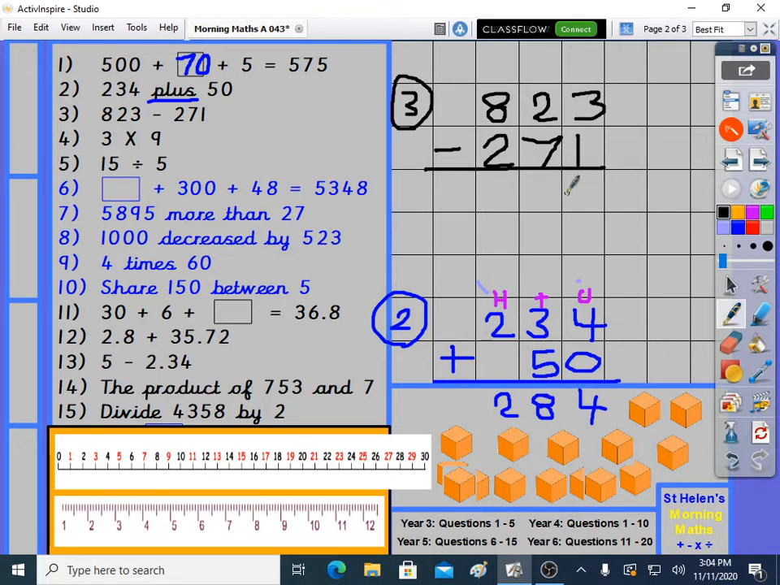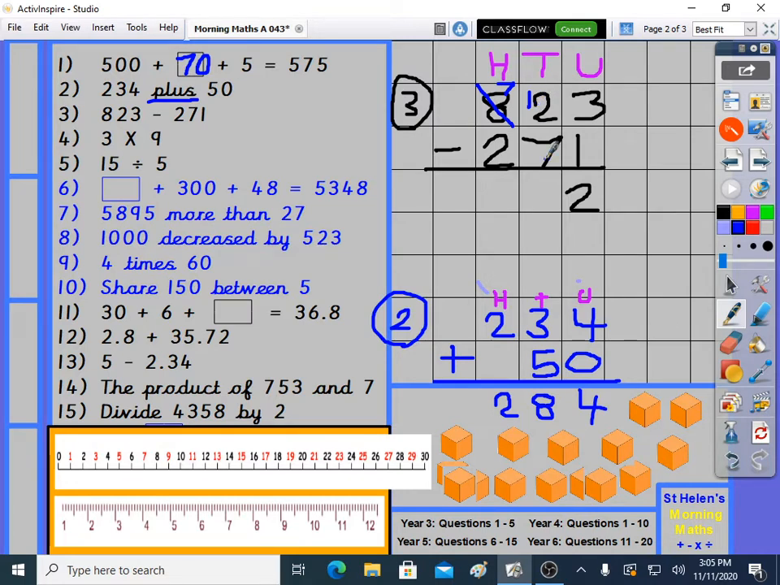3 minus 1 is 2. 2 take away 7. We can't do that. If you had £2, you couldn't give away £7. So 2 needs some help. We go next door. The 8's in the hundreds column, isn't it? The 8's in the hundreds column, worth 800. That can go down to a 7. And we take that 1 that we've just taken off the 8. We bring it over to the tens column. Becomes 10 tens in the tens column. And with another 2, we now have 12 tens.